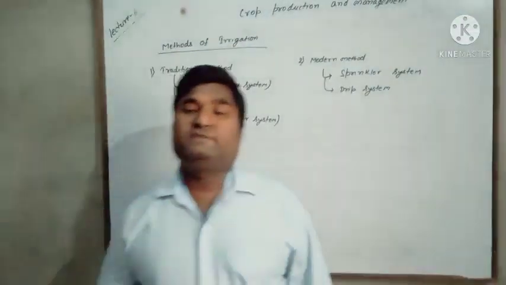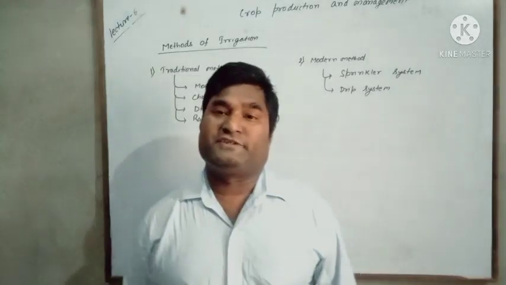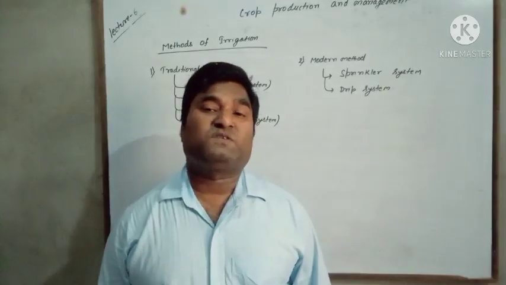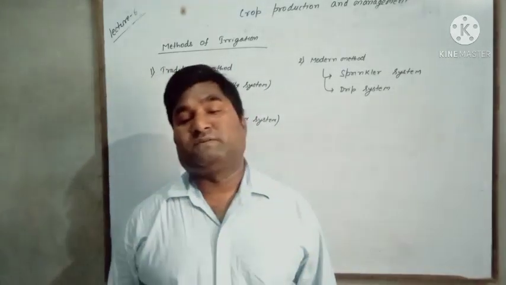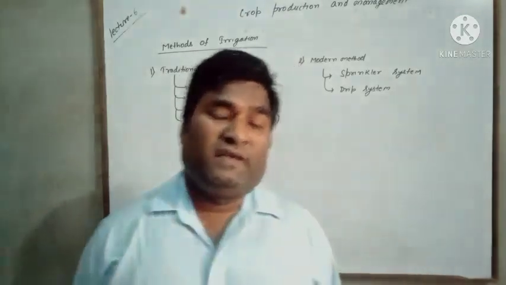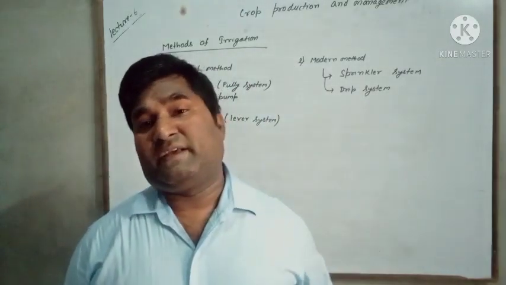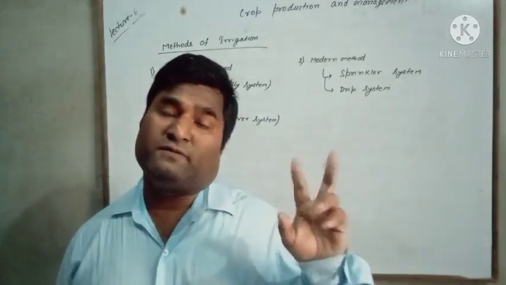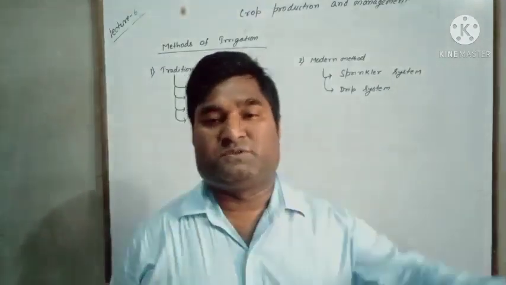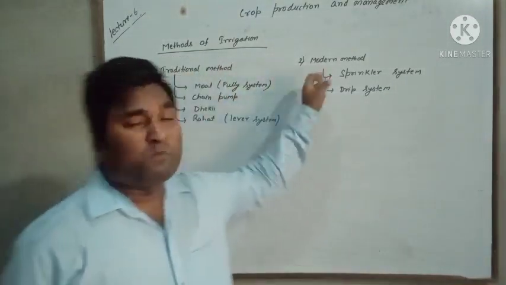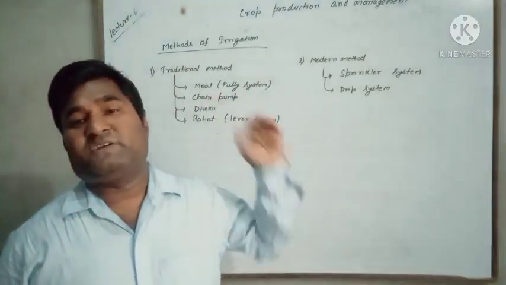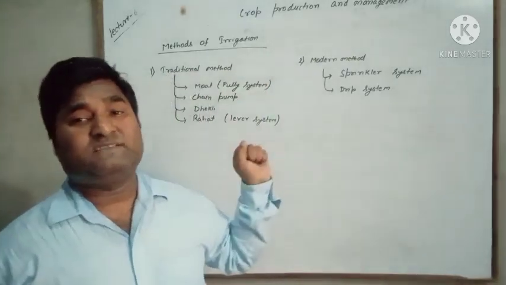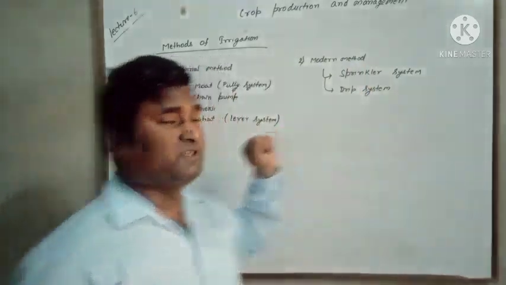Okay. Next is method of irrigation. So I have told you water is taken from different sources: river, lake, pond, tube wells, dam, canals, anywhere. But the method of taking out that water from that water body is of two types. In your book it is mentioned two types: traditional method and modern method. The traditional method, used by us from ancient times, is called the traditional method. These are the modern methods.